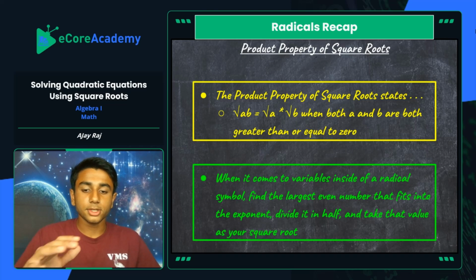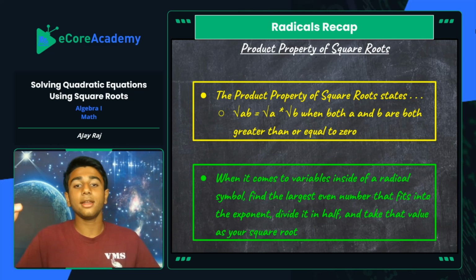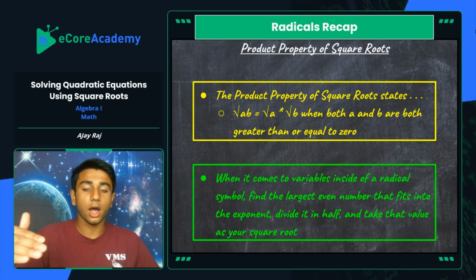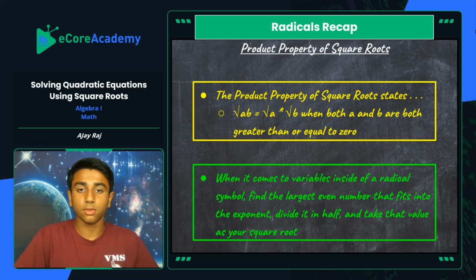So when it comes to variables inside of a radical symbol, you want to find the largest even number that fits into the exponent, divide it in half, and take that value as your square root. So if we have an exponent like x to the 11th inside of a radical, essentially being square rooted, what you would do is take the largest even number that fits within 11, so that's 10. You divide it in half, that's 5. And then you take that out of the radical and leave x to the first inside the radical. So x to the 5th times the square root of x to the first is essentially the square root of x to the 11th.